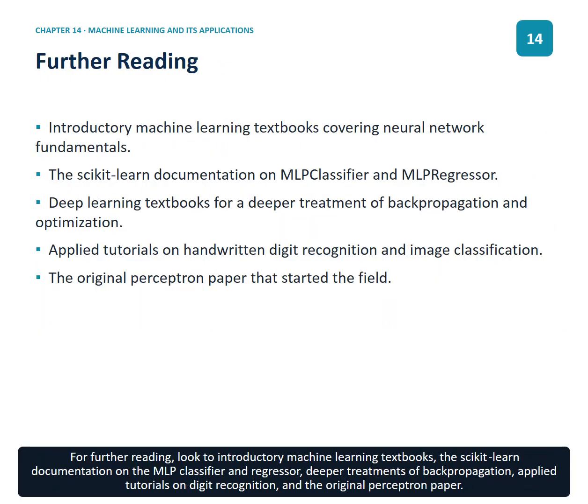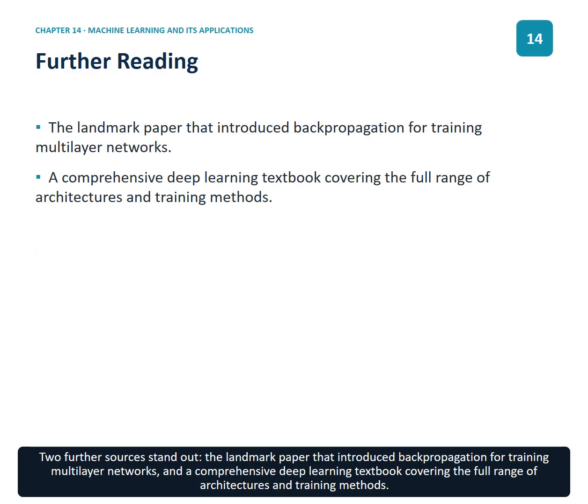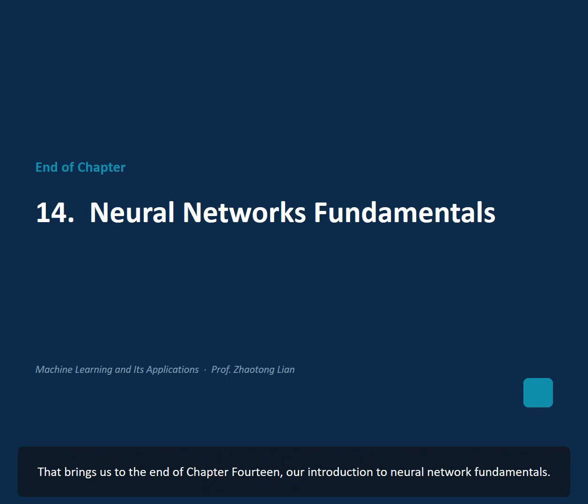For further reading, look to introductory machine learning textbooks, the scikit-learn documentation on the MLP classifier and regressor, deeper treatments of backpropagation, applied tutorials on digit recognition, and the original perceptron paper. Two further sources stand out: the landmark paper that introduced backpropagation for training multi-layer networks, and a comprehensive deep learning textbook covering the full range of architectures and training methods. That brings us to the end of Chapter 14, our introduction to neural network fundamentals.